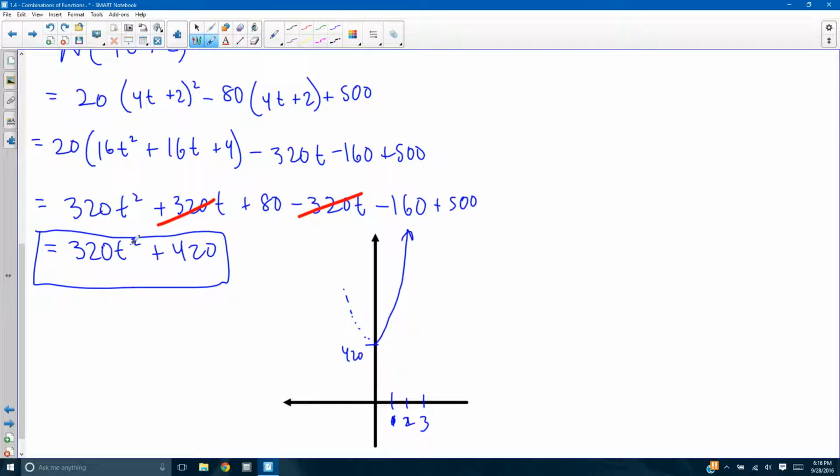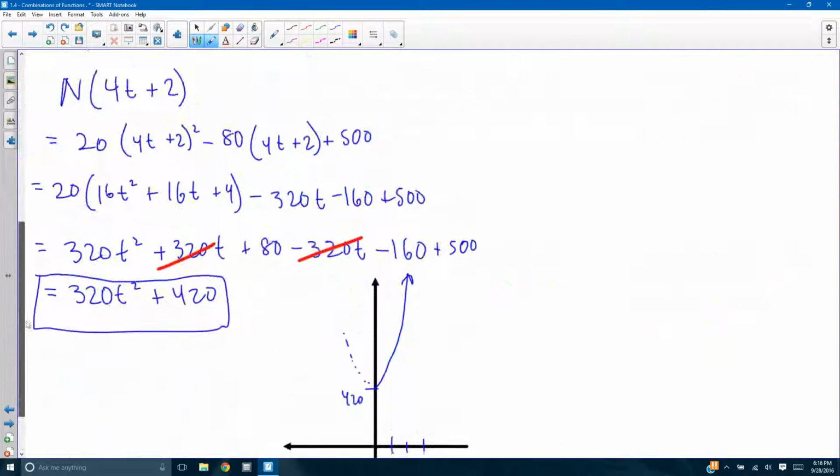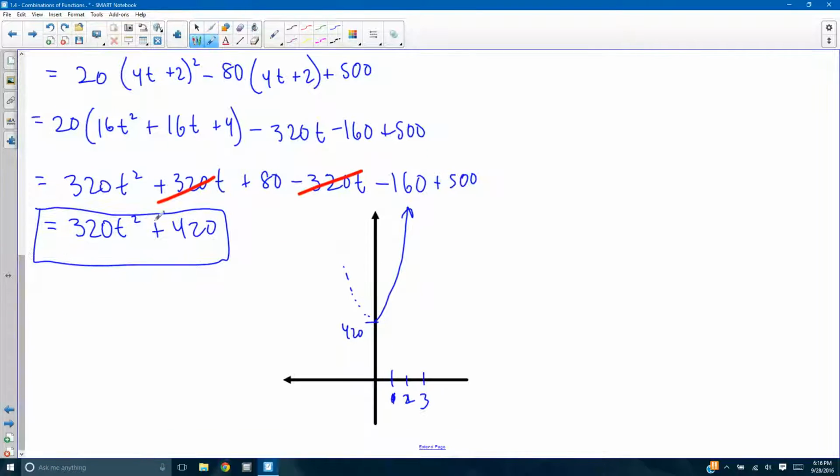320 t squared, that's a large stretch factor. So your bacteria increases not only a lot, but in quadratic behavior. So it's going to increase more. Again, I don't know anything about bacteria. Ask a biology teacher. I assume that the bacteria is reproducing or something at that rate. The warmer it gets, the more bacteria you get. That's pretty disgusting. But all that being said, that's what this represents.